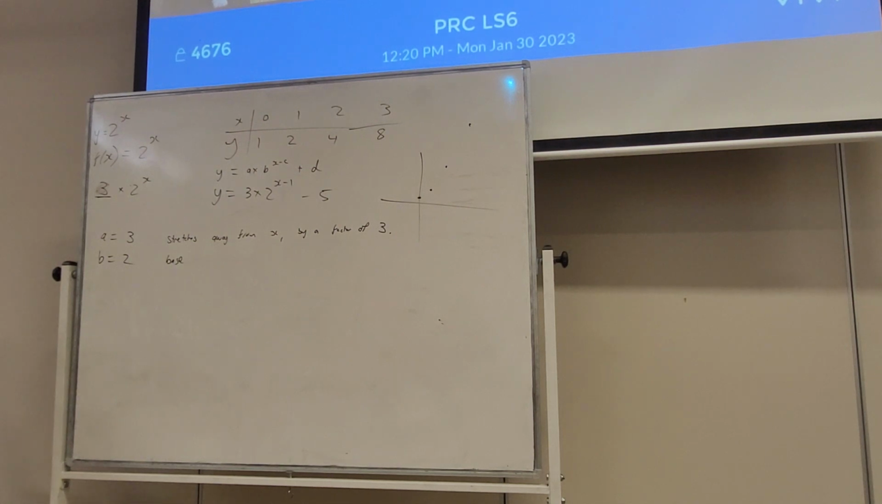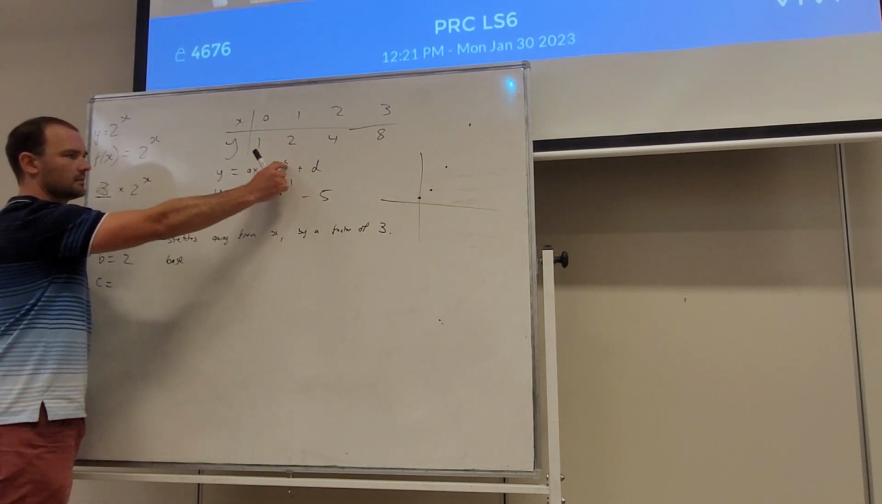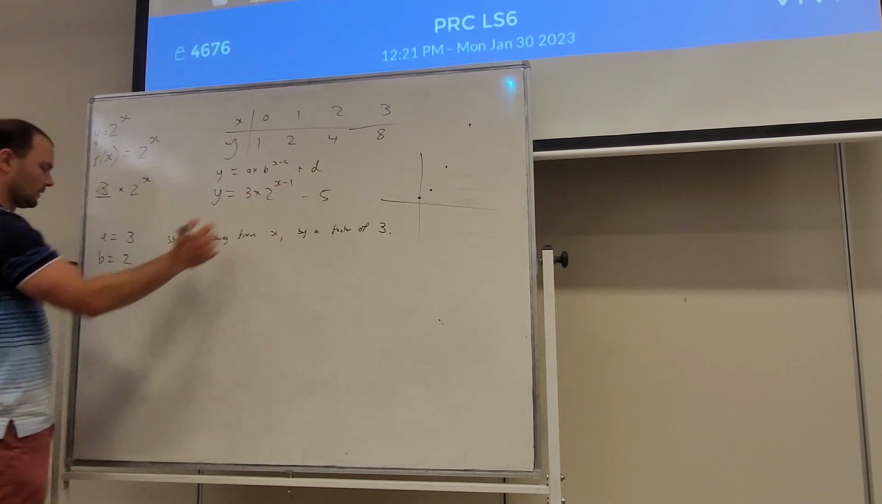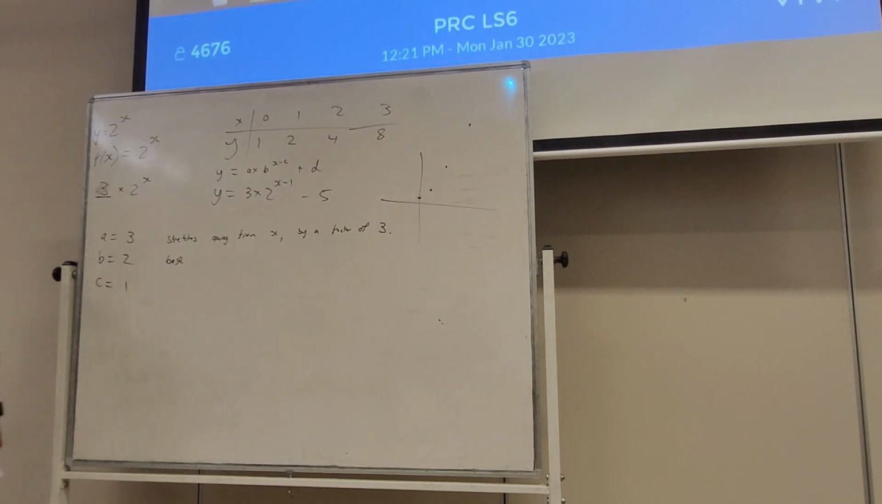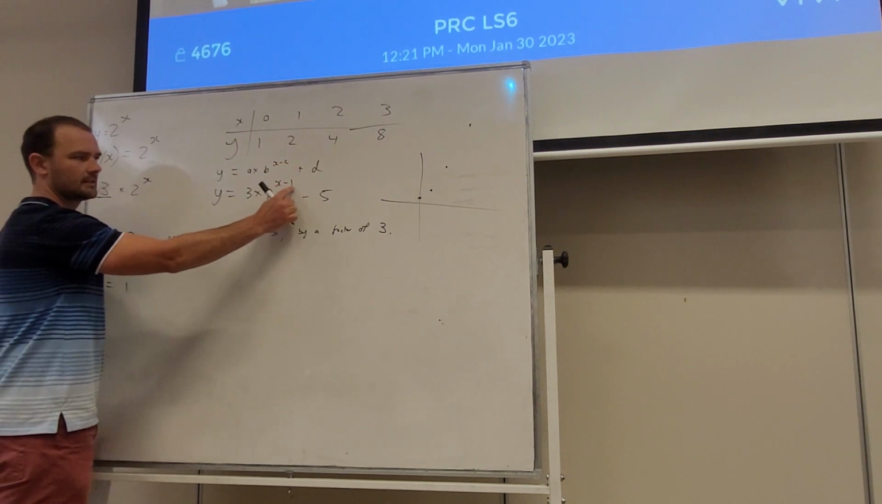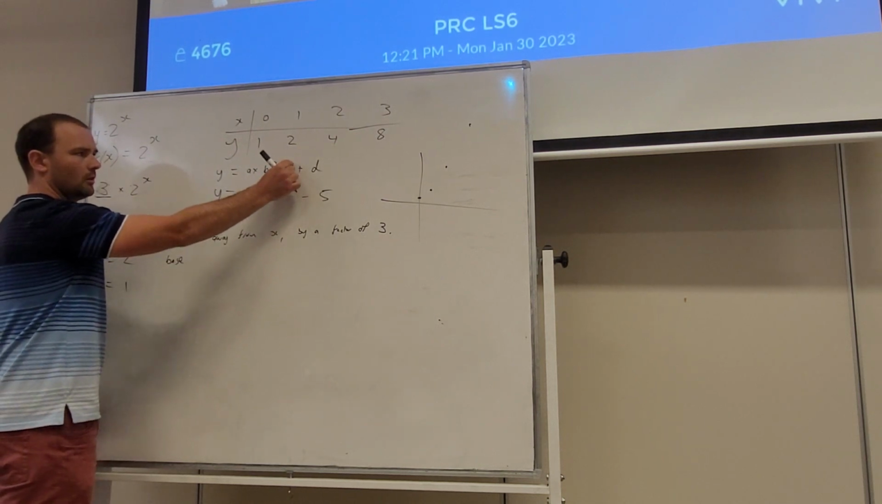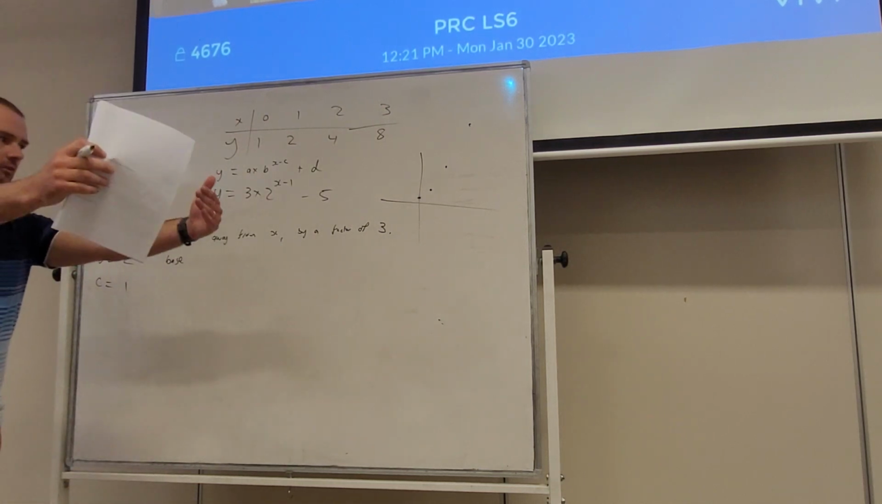Okay, C is horizontal translation. So what corresponds with C? 1. C is 1. All right. It's not -1 because the form of the function is x take C, and here we have x take 1. So what's C? 1. And x take 1 means it shifts it 1 unit right.